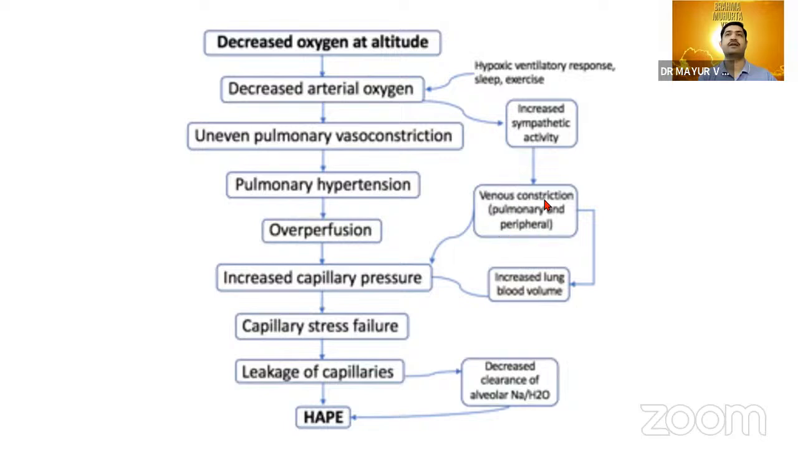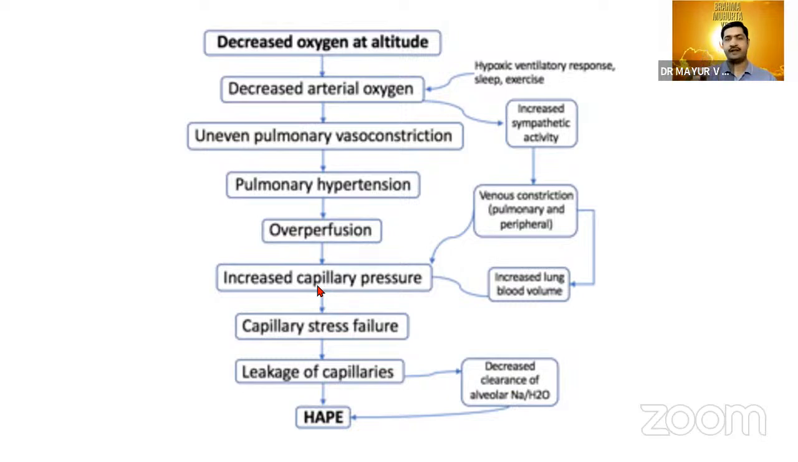Veins are going to constrict, and there will be an increase in the lung blood volume because oxygen is less, so lungs get filled with blood, and that blood in the lungs is going to increase the capillary pressure, and capillaries are very fragile. Okay, now here also, because of decreased arterial oxygen, there will be uneven pulmonary vasoconstriction. Because of that pulmonary hypertension, because of that overperfusion, because of that increased capillary pressure.